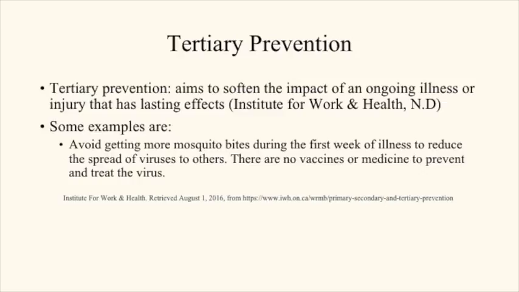So the last level of prevention is the tertiary prevention. The tertiary prevention aims to soften the impact of an ongoing illness or injury that has lasting effects. So what kind of prevention would you take when you're going through the virus? An example of this would be avoid getting more mosquito bites during the first week of illness to reduce the spread of virus to others. This example is important because since there's no vaccines or medicine to prevent and treat the virus, you don't want the virus to spread.